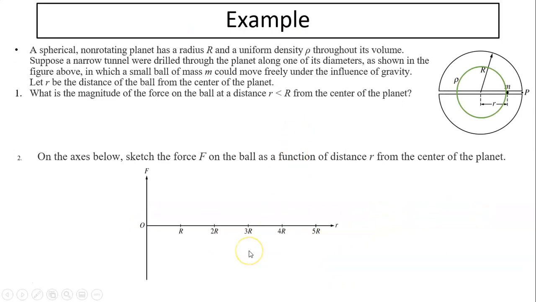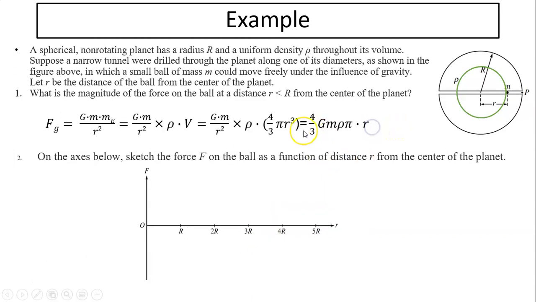Let's look at a couple more examples. A spherical non-rotating planet has a radius R and uniform density ρ throughout its volume. Suppose a narrow tunnel were drilled through the planet along one of its diameters as shown in the figure, in which a small ball of mass m could move freely under the influence of gravity. Let r be the distance of the ball from the center of the planet. What is the magnitude of the force on the ball at a distance r less than the radius of the planet?